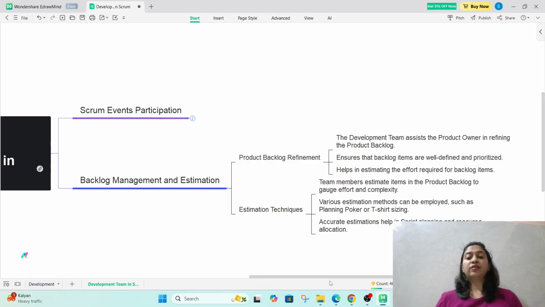Team members estimate the items in the product backlog to gauge the effort and complexity. Various estimation methods can be employed, such as planning poker and t-shirt sizing, and so on. Accurate estimation helps in sprint planning and resource allocation. So these are some responsibilities towards backlog management and estimation.